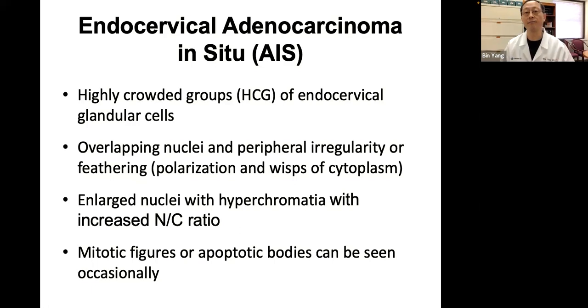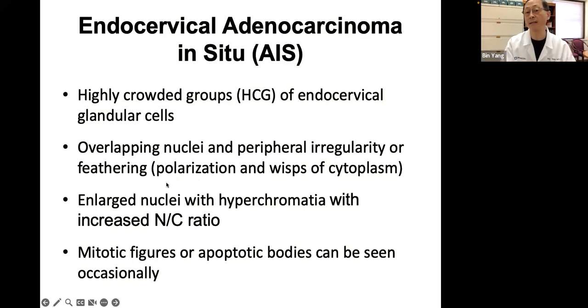Come to glandular lesions, AIS. Highly crowded group, HCG. Some people use hyperchromatic crowded group, whatever you call it. At really low power, very dark, crowded group. That's what you first identify, different from flat honeycomb benign endocervical cells. You've got nuclear overlapping. These groups tend to have peripheral irregularity. And if you're lucky, probably in 30 to 50%, you see feathering, not every group.